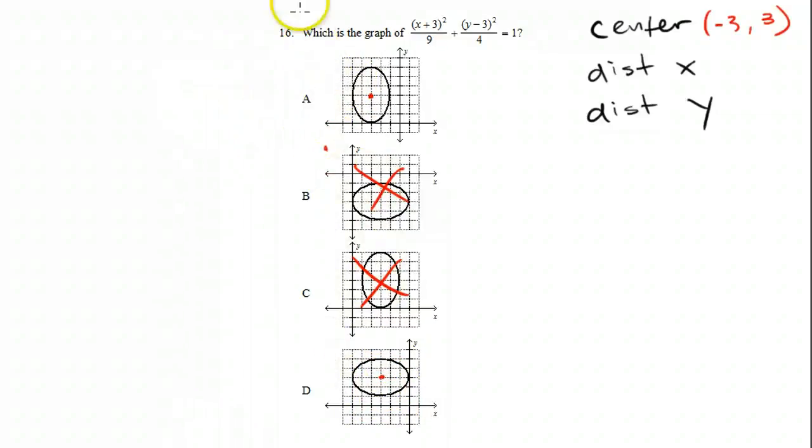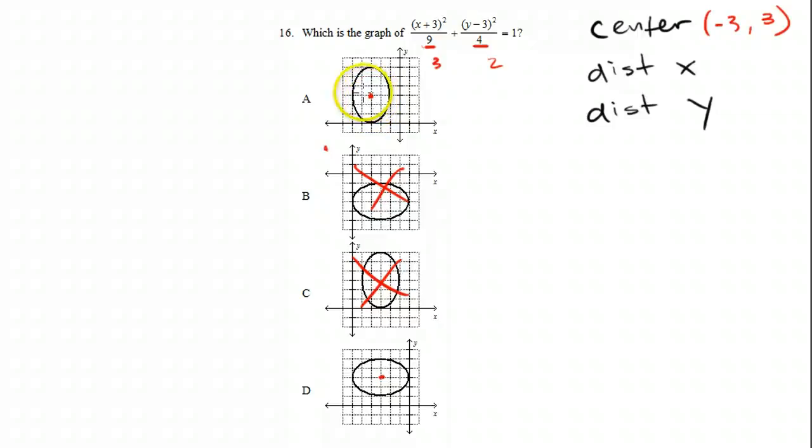So now we just have to find the distances by taking the square roots of these bottom numbers, right? Because this is a squared, this is b squared. Now we have to take the square roots of them. So the square root of 9 is 3, the square root of 4 is 2, which tells me that in the x direction, because it's under the x, we're going to go a distance of 3 in both ways, and also under the y direction, we're going to go a distance of 2.